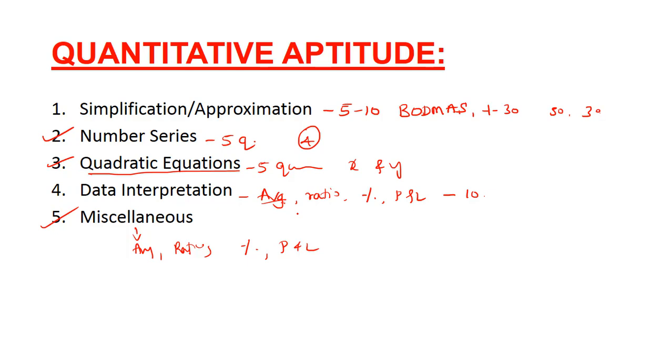My advice is always to try to solve simplification and approximation first, then go for number series, then quadratic equation. After that, try data interpretation. If missing DI or caselet DI is given, try it out at the last. And if you look at miscellaneous, the questions would sometimes be easy.